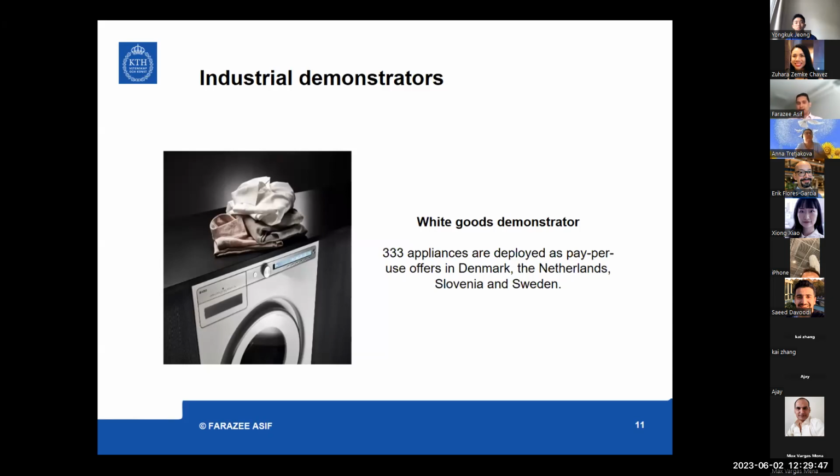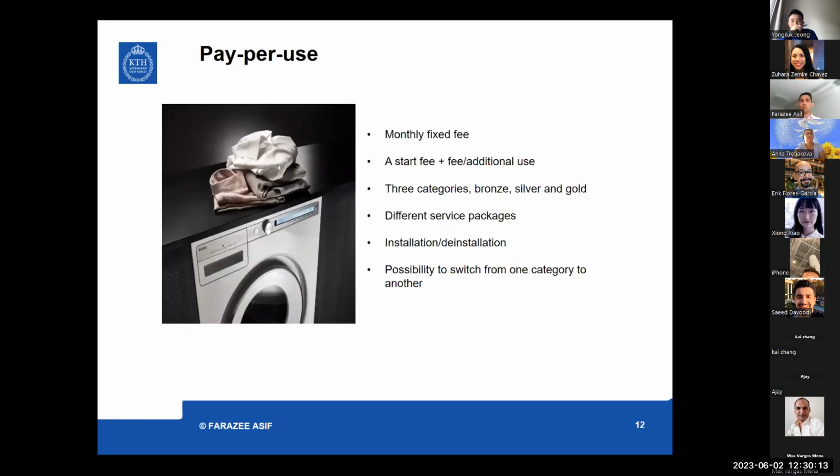So what we did basically at a higher level, we have implemented 330 appliances as pay-per-use offers in Denmark, Netherlands, Slovenia, and Sweden. As we speak, 330 machines are being used by users under this pay-per-use agreement. So what does this pay-per-use entail?